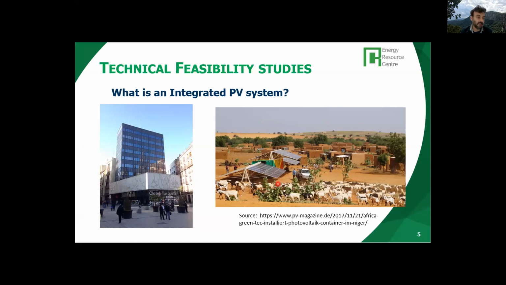Is this also an integrated project? Is this an integrated PV system? I leave this question open for us to think about. I think the answer is that, well, it depends, right? One thing is the physical integration, the organizational integration, etc. Yes, these two systems could be well integrated.